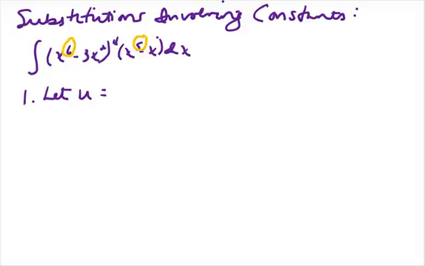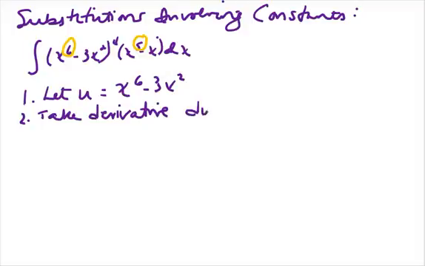So if you let u equal the higher exponent, we're going to let u equal x to the 6th minus 3x squared. Take the derivative. All right, so find du. And du is 6x to the 5th minus 6x. Solve for dx.